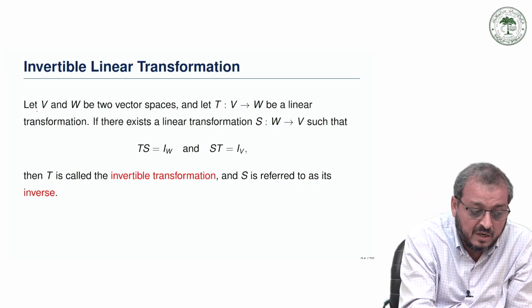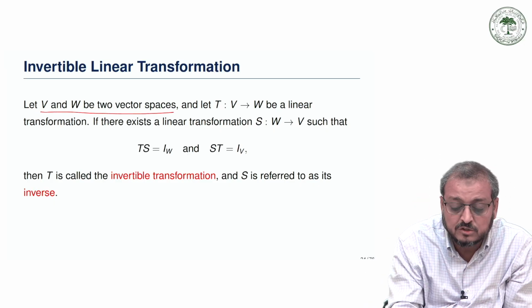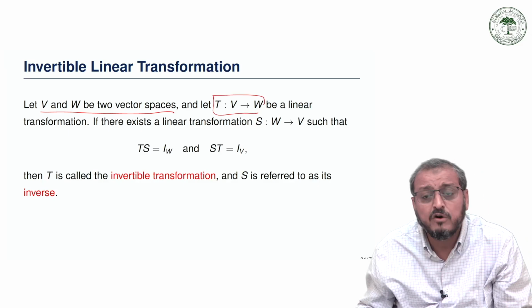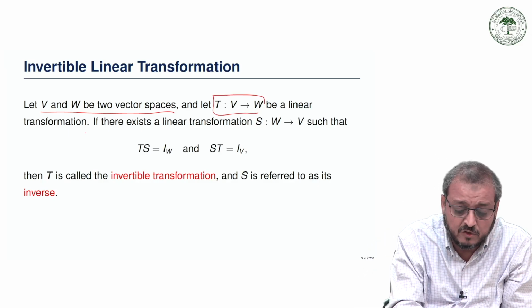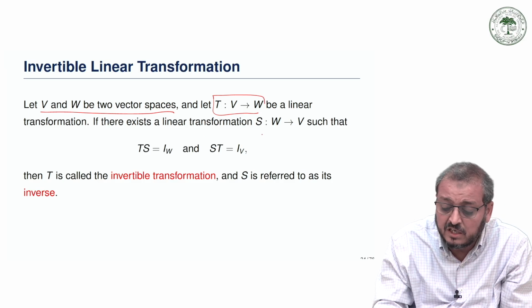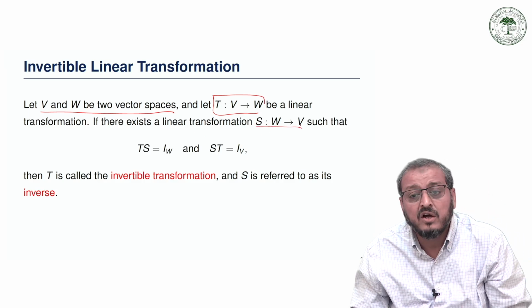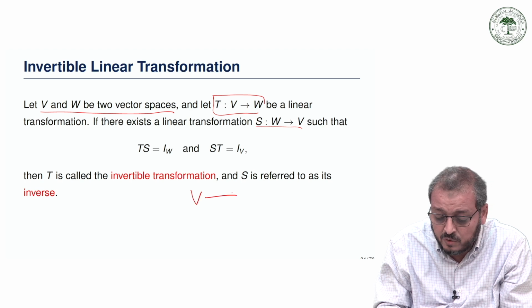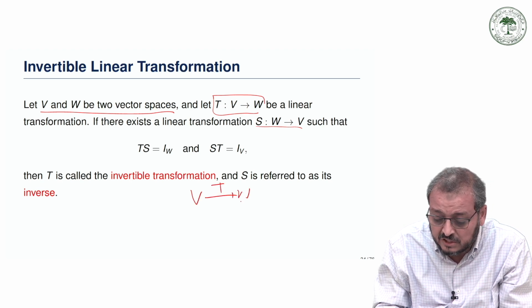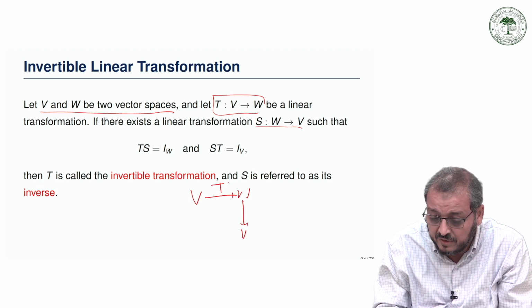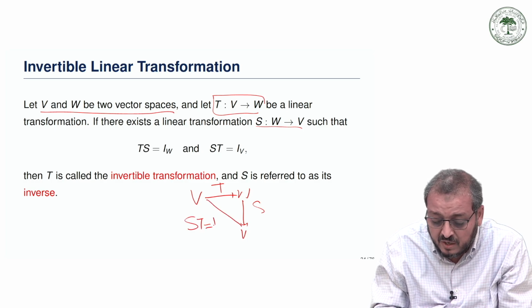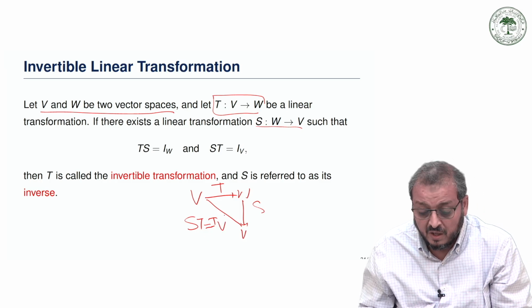Let V and W be two vector spaces, and let T from V to W be a linear transformation. If there exists a linear transformation S from W to V, so we can simply say that from V to W we have the transformation T, and from W to V we have the transformation S, then ST is equal to the identity of V.